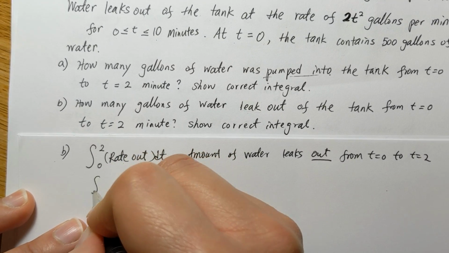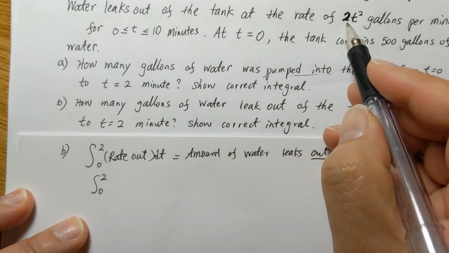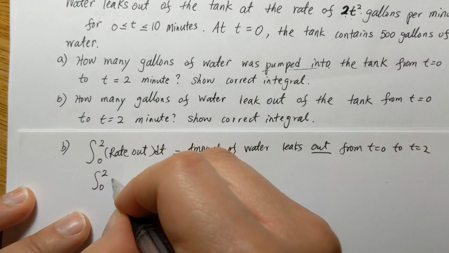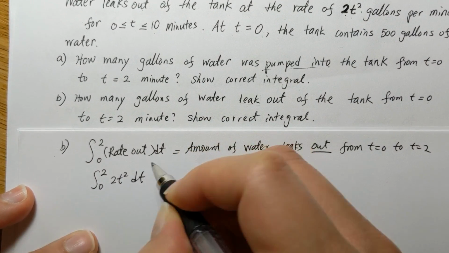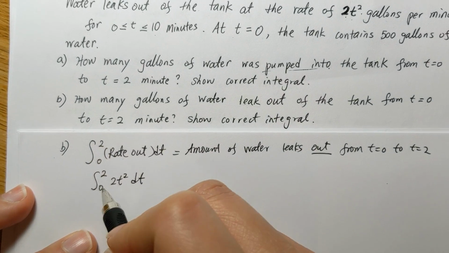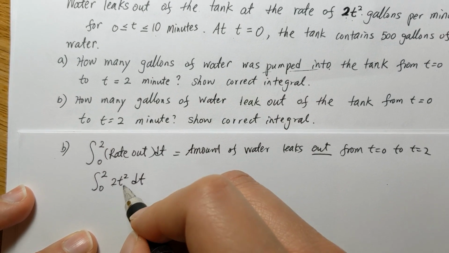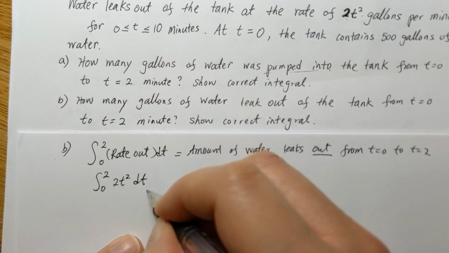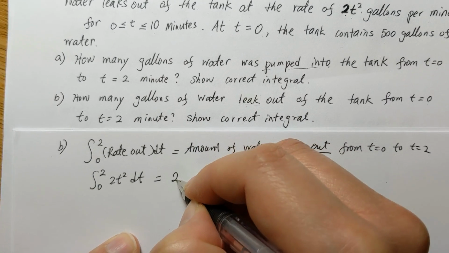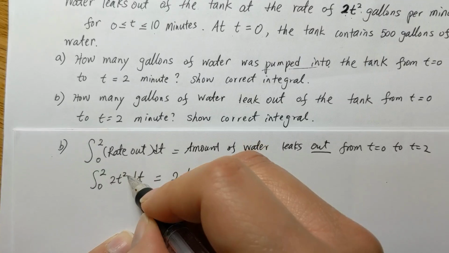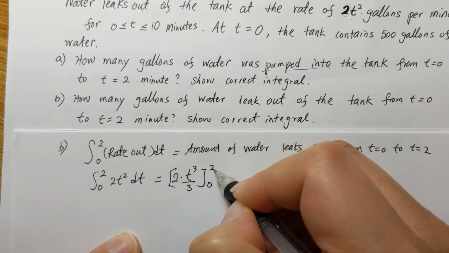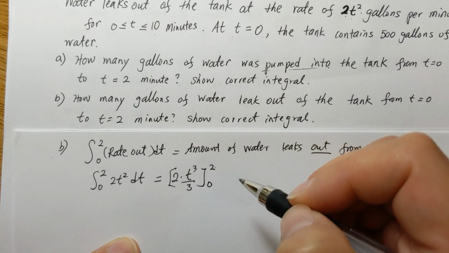The rate out will give you the amount. So now we have the integral from 0 to 2, and we have 2t squared as the rate going out. So we put 2t squared dt. The integral from 0 to 2 of 2t squared dt will give us the amount of water that leaks out. Here we just do integration. So 2 times t, 2 plus 1 is 3, so over 3. Don't forget that I put 0 to 2 on the side.